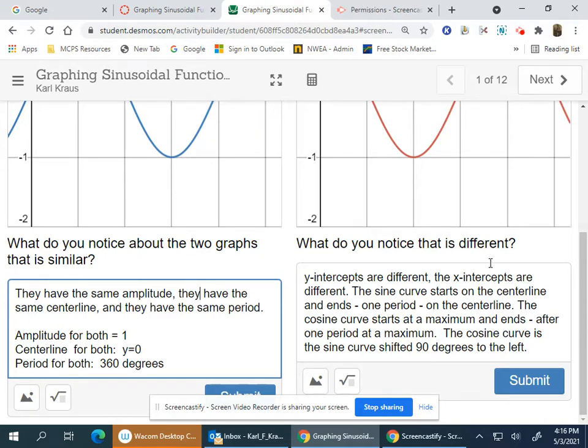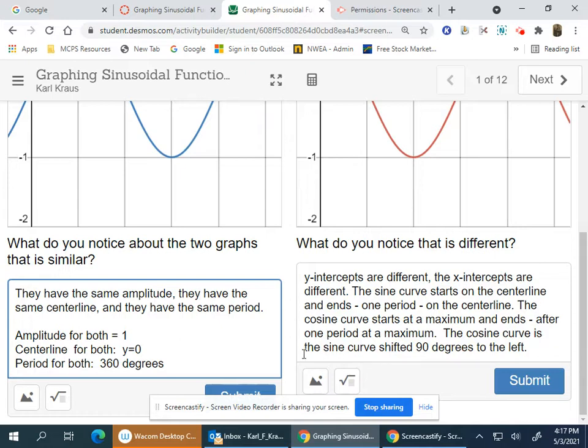And what do you notice that's different? The y-intercepts are different, and the x-intercepts are different. The sine curve starts on the center line and ends one period later on the center line. The cosine curve starts at a maximum and ends after one period at a maximum.